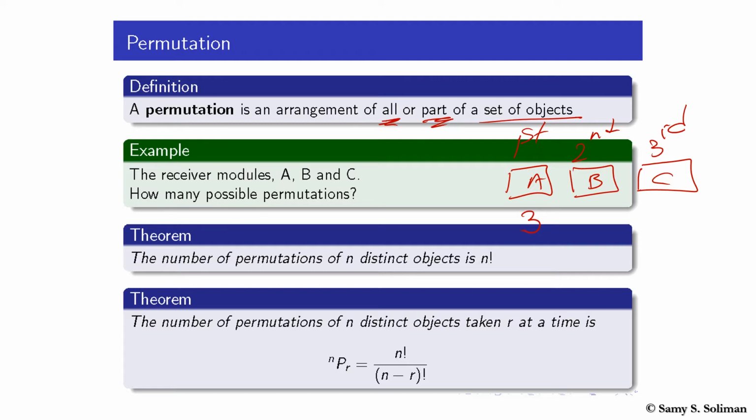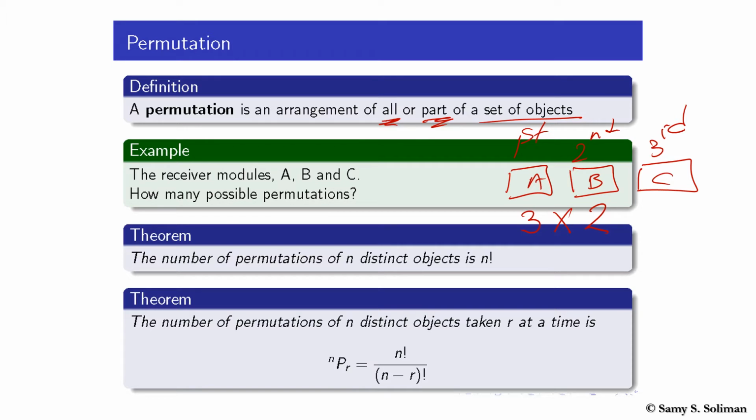And then for filling the second position, now we have a reduced set size. So now if we select one of the 3 modules to be in the first place, then we are left with only 2 remaining modules. So for the second place, we have only 2 choices. And again applying the multiplication rule, so far we have 3 times 2 possibilities.